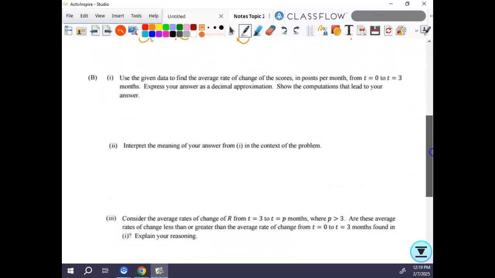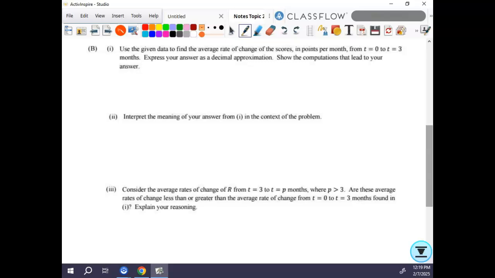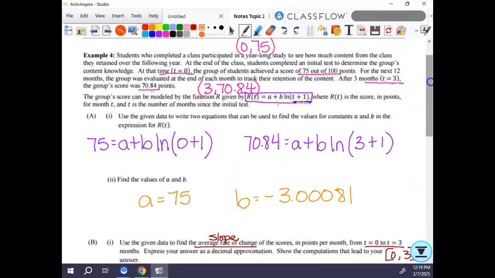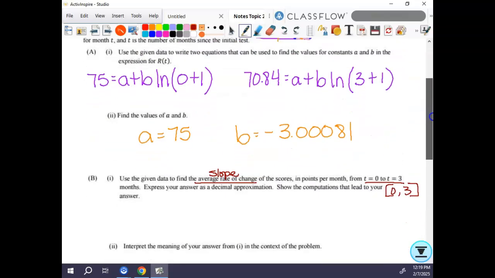It says use the given data to find the average rate of change of the scores and points from 0 to 3. So if I'm finding average rate of change, what am I looking for? What's average rate of change? Slope. It's just slope. And although you don't have to, I always rewrite this in interval notation just because it makes me feel better. Now on the calculator, on Desmos, we have x and y. The question is actually using r and t.